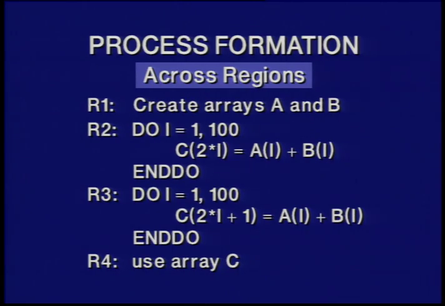The first three charts are on examples. The first one is process formation across regions, or this is a so-called non-loop parallelism. If we look at this example, I have a region 1 where we create arrays A and B, region 2 where we use A and B to store into the even elements of C. And in region 3, we're doing the same thing, only this time we're storing into the odd elements of C. 2 times I plus 1 is a reference to an odd element of the array C. And then we would use array C. And now region 2 and region 3 can be executed in parallel.